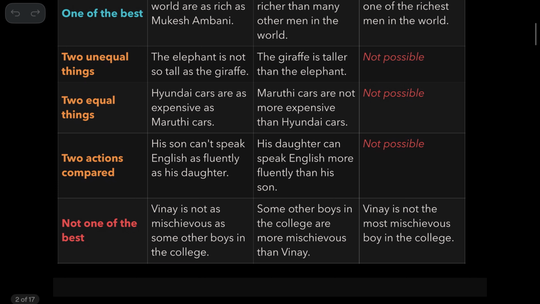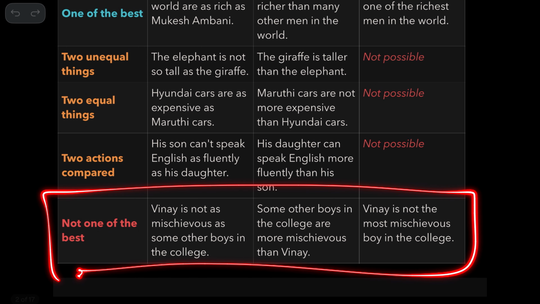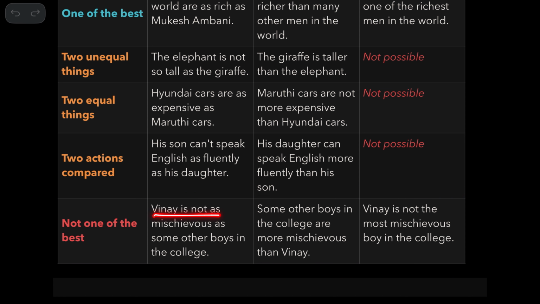Now this one is not given in the chapter in the textbook, but there are questions on this pattern. Vinay is not as mischievous as some other boys in the college.